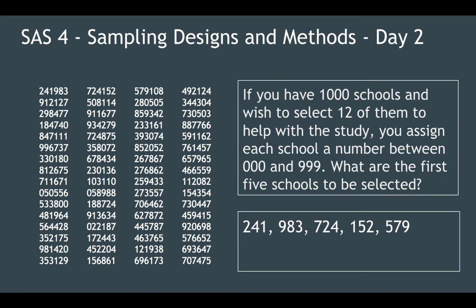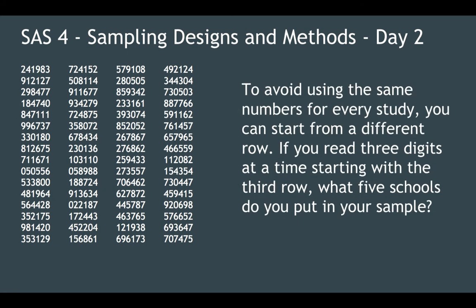Now, this part is simple. To avoid using the same numbers for every study, you can start from a different row. You read 3 digits at a time, starting with the 3rd row. What 5 schools do you put in your sample? That would be 298, 477, 911, 677, and 859. Now, that seems simple. Here's the difficult part.